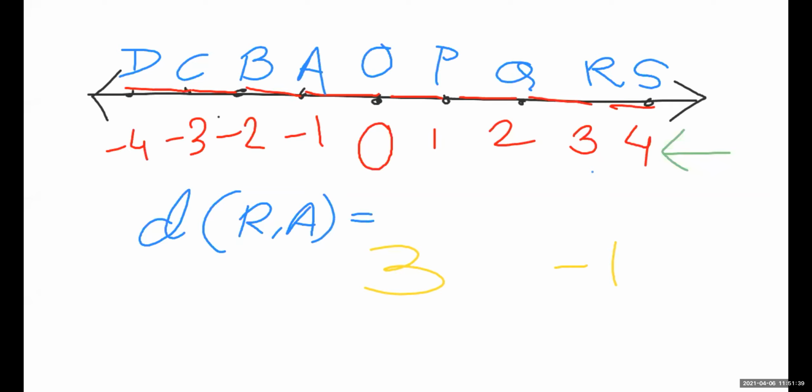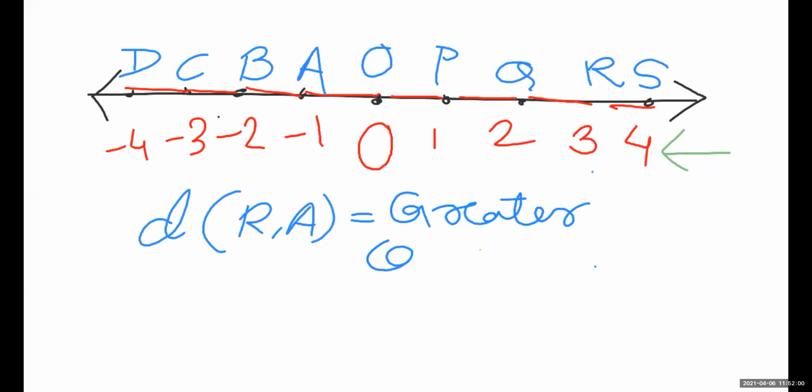Yes. 3 is greater than -1. Now to find out the distance between 2 points, we have a formula. What is that? The formula to find out the distance between 2 points is: greater coordinate minus smaller coordinate.